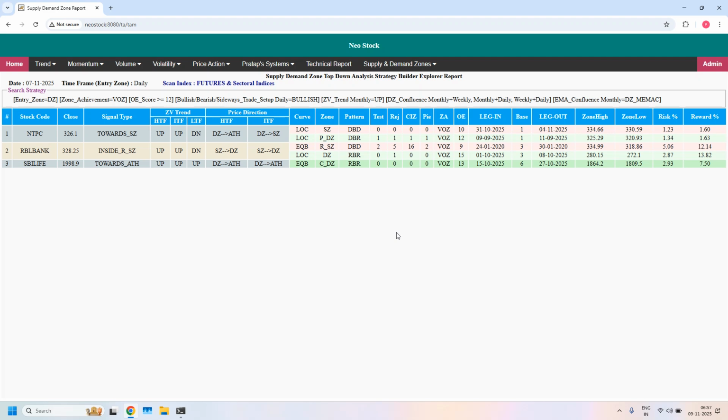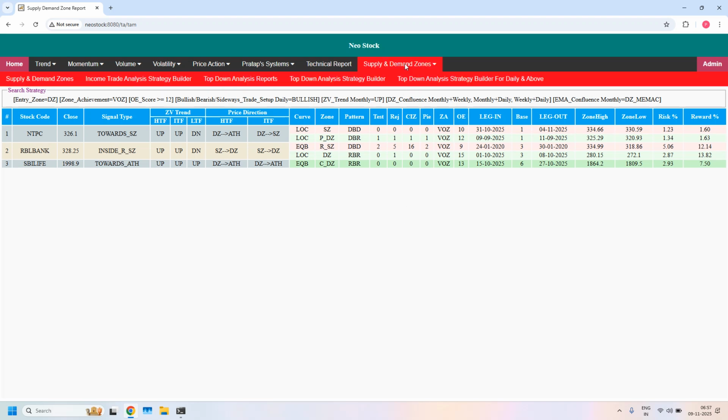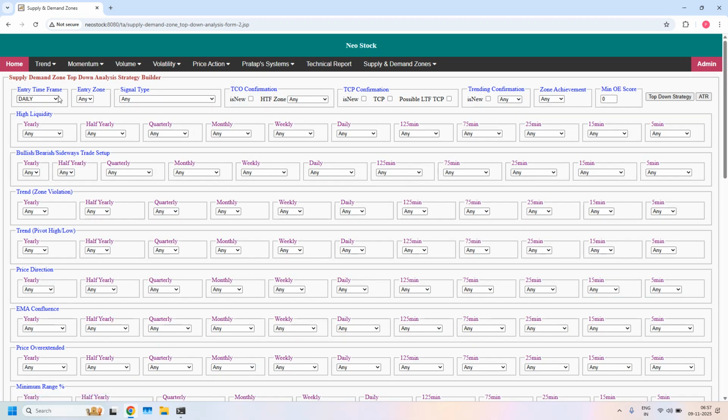So this is monthly income trade bullish trade setup. Next, monthly income trade bearish trade setup, entry time frame daily, entry zone supply zone. Here bullish or bearish at daily time frame, I am selecting bearish. Zone achievement violated opposing zone. Minimum odd enhanced score should be 12, and daily supply zone should not be pierced.